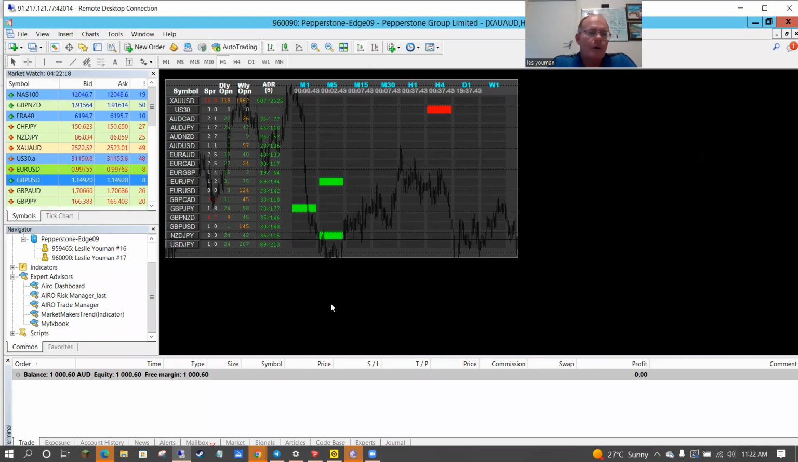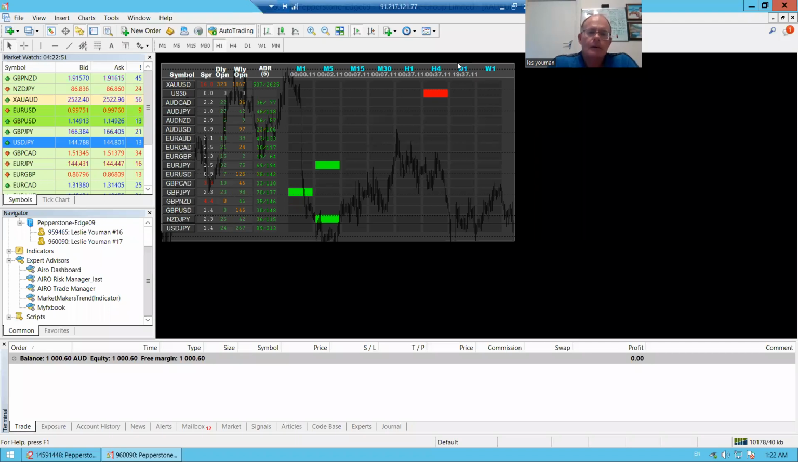So what we're looking at here is what they call the AIRO dashboard, and it allows you at a quick glance to see what's going on across all these different pairs. Now, all of these pairs are just ones I've selected, some personal favourites. I often trade others as well, but at the moment, that's what I have on there. With the AIRO dashboard, you can select which pairs you want to use. You can also select which time frames you want it to monitor.